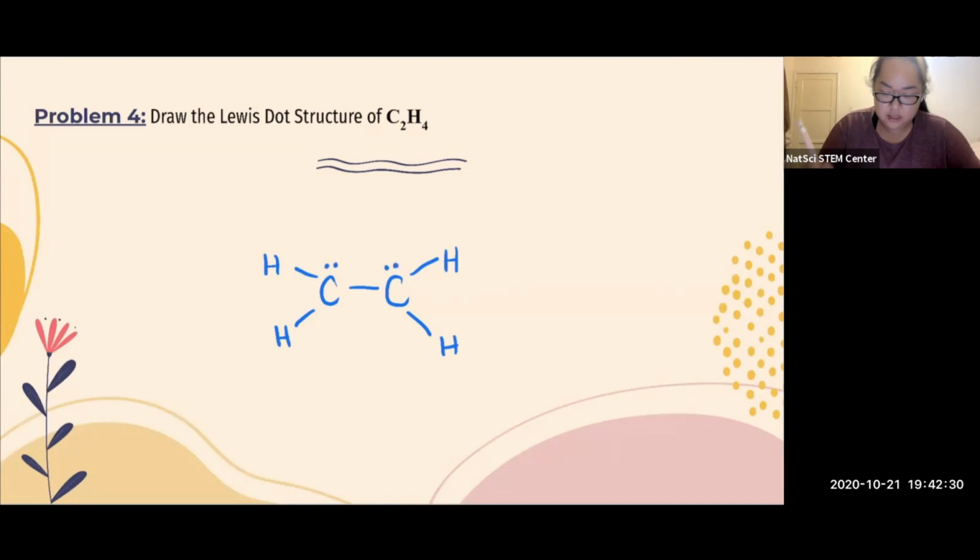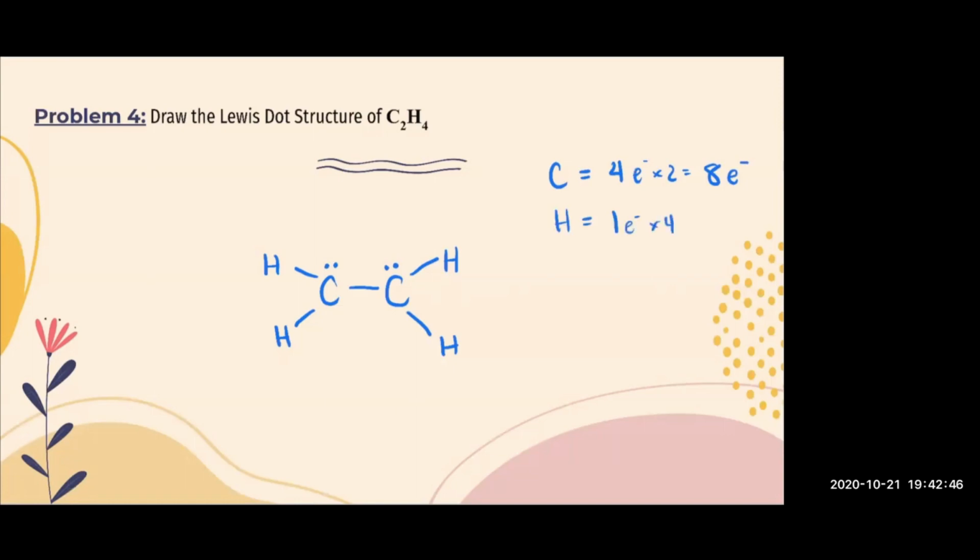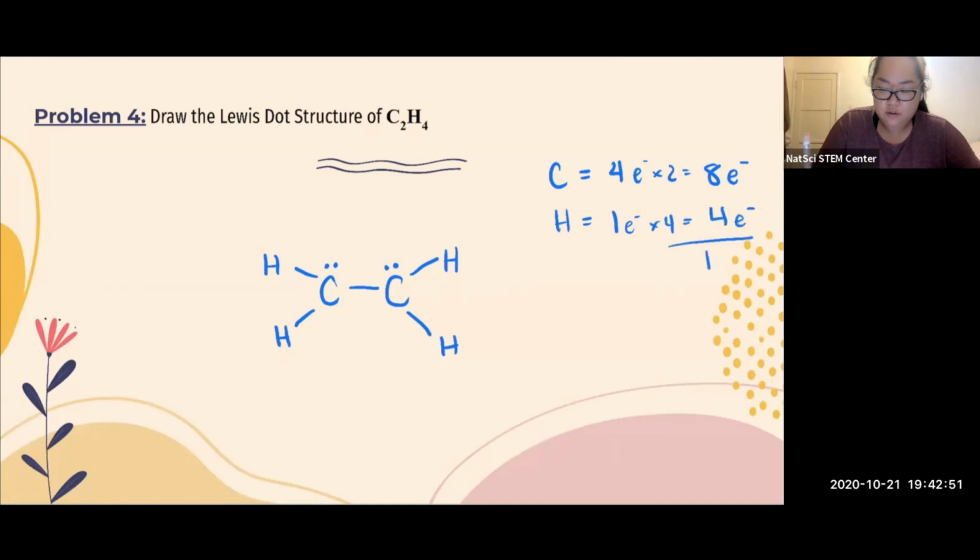So let's look at this. So let's tally up our valence electrons. Carbon, there's 2 of them, so it's 4 electrons times 2 is 8. Hydrogen is 1 times 4 equals 4 electrons. So then you have 12. You want 12 valence electrons total. So let's add up how many we have here. So we have 2, 4, 6, 8, 10, 12. But does this look right bond-wise?